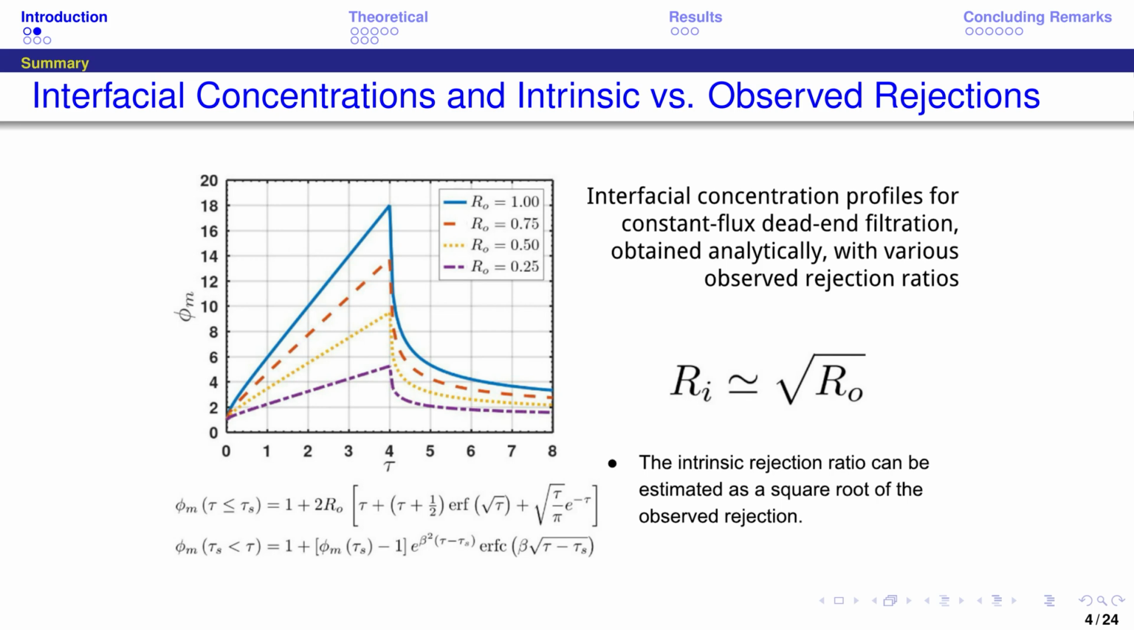Secondly, the analytic solution for the decrease of concentration with time after the pressure release was also derived. Most importantly, the relationship between the observed rejection and intrinsic rejection, as shown on the right-hand side, was mathematically derived without incorporating experimental data, forceful assumptions, or correlations. Once we obtained this relationship, we verified it using experimental work published beforehand.